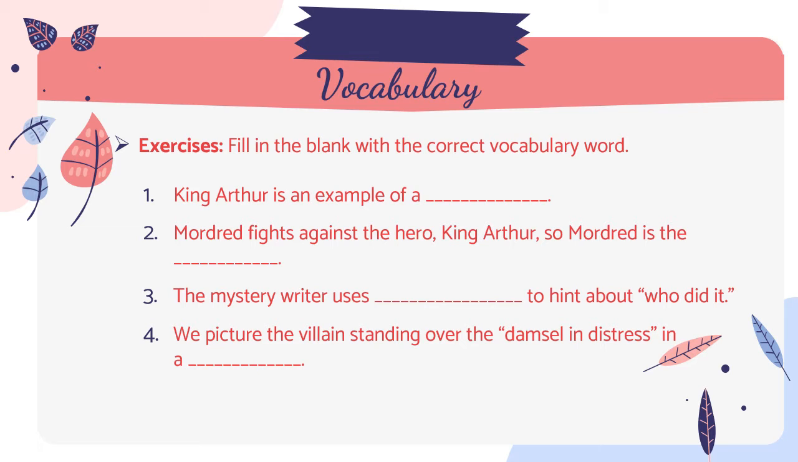Okay, number one, King Arthur is an example of a protagonist. Very good. The hero, the main character of the story. Mordred fights against the hero, King Arthur, so Mordred is the antagonist, the bad guy. The mystery writer uses foreshadowing to hint about who did it. Number four, we picture the villain standing over the damsel in distress in a melodrama. Very good.